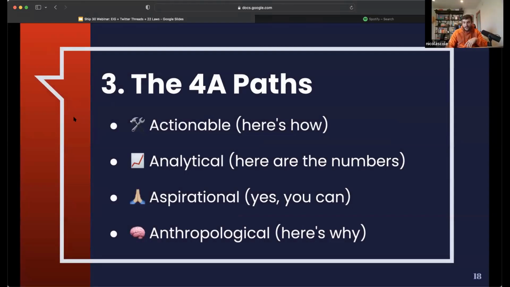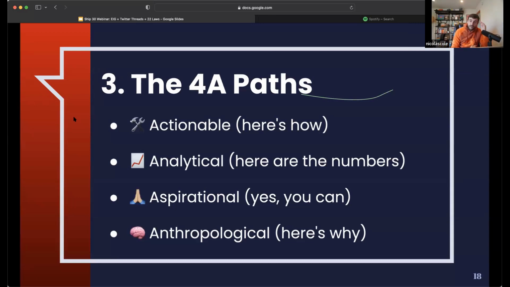Okay, four paths. Now this is your first big choice when you sit down to write. All types of writing can be distilled down to these four paths. You're either writing something actionable, where you're teaching people how to do something; analytical, where you're extracting some sort of number, stat, or insight, and sharing your own conclusion; aspirational, which is the classic, I did it, you can too. I experienced this, here's what you can learn. It's usually some sort of motivating content. And then anthropological: here's the reason why this happens. It's more psychology, more like, here's the underlying truth.